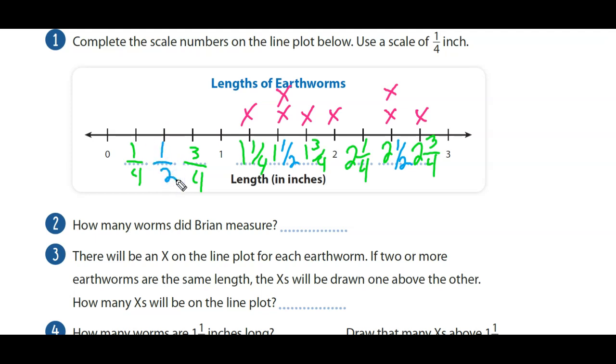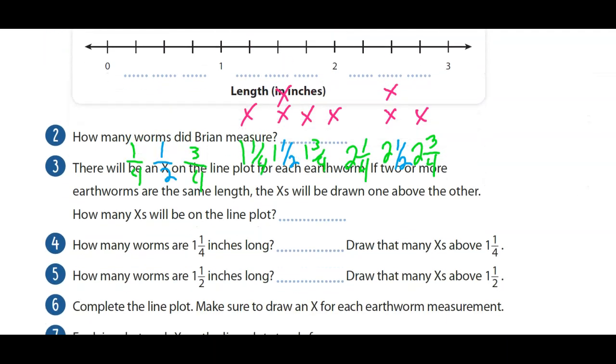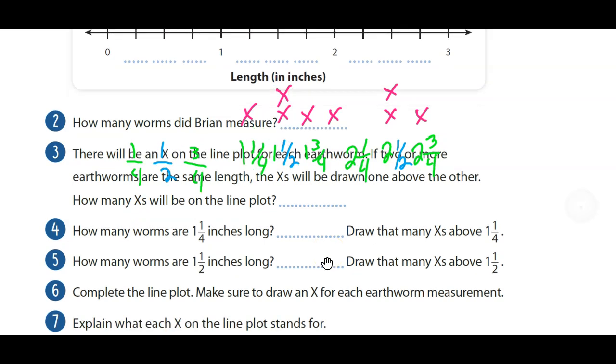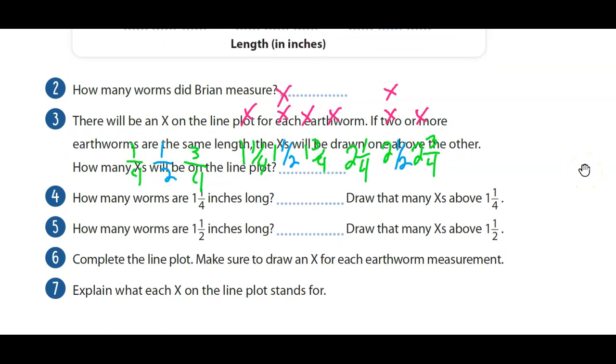Okay. So again, how many are 1.5? 2 of them. Okay, so draw any X's above that, which we did. Okay, 2 goes right here. Remember, as I'm writing, you're writing. Complete the plot line, which we did. Make sure you draw an X for each earthworm measured, which we did.